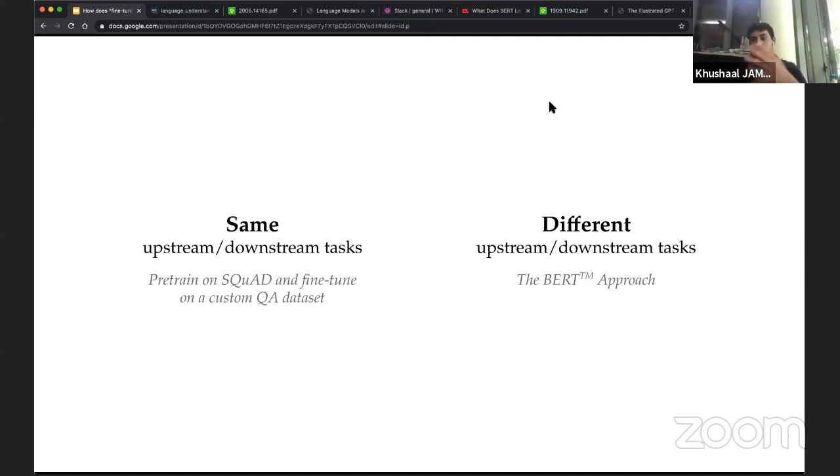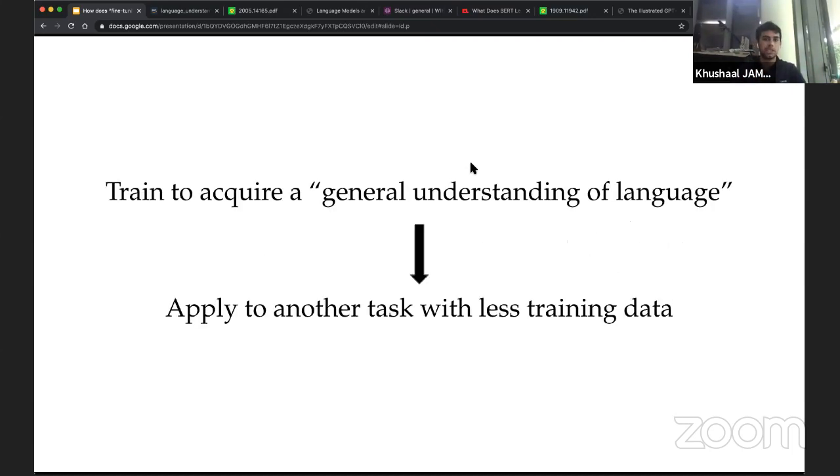The other approach would be the one that Brian just spent a little while presenting. This would be the BERT approach, when you have different upstream and downstream cases. But generally they share the same sort of ethos, which is that you begin by trying to acquire some general understanding of language, and then you apply that to some task which doesn't have that much training data. Now that's well and swell. Where do these fall short?